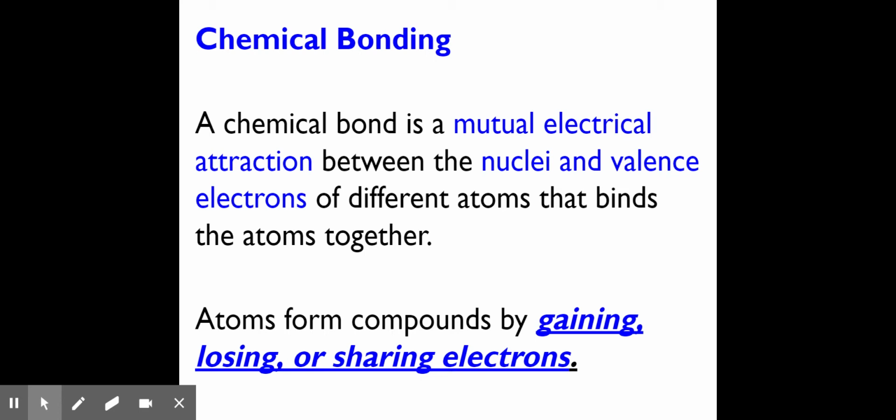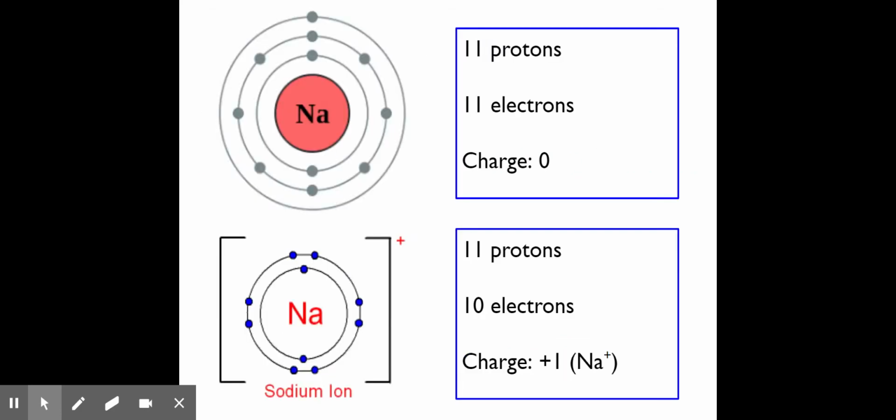Please write this down. Atoms form compounds in different ways. One is gaining or losing electrons, the other way is sharing electrons. We're going to learn both over these couple of days. First of all, we're going to focus on gaining or losing electrons, which we call ionic bonds. So let's have a quick review of how ions are formed.